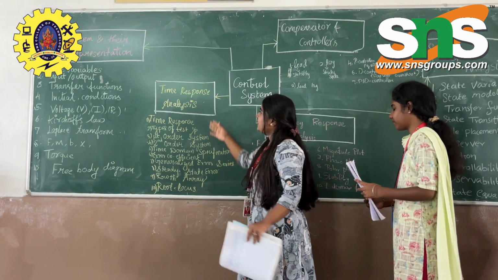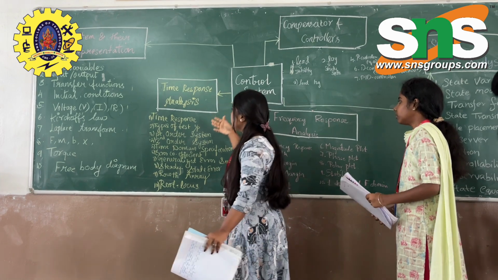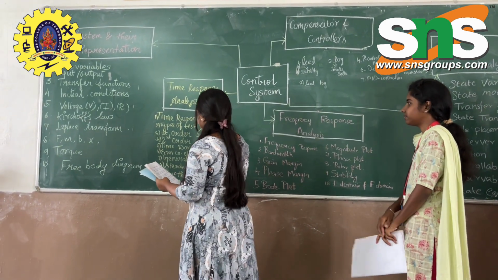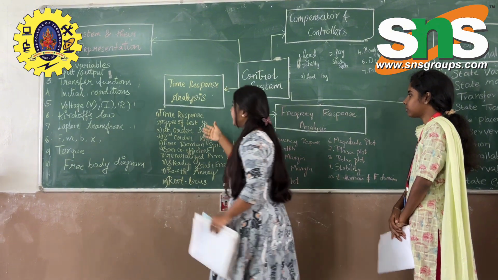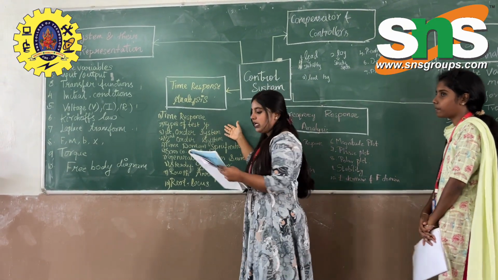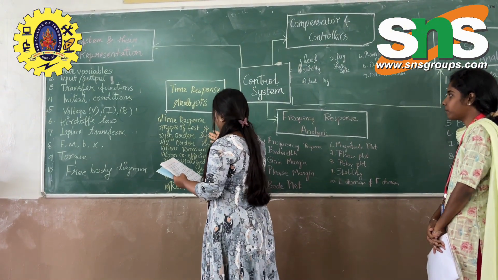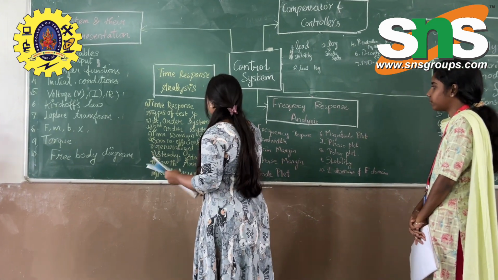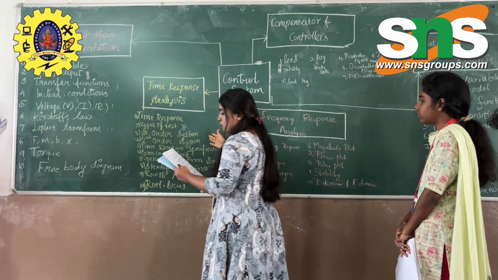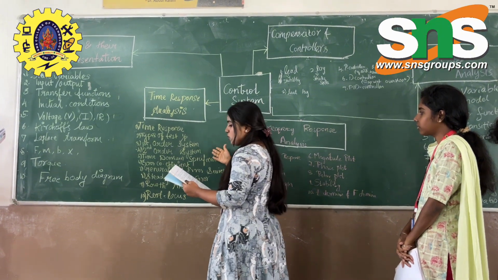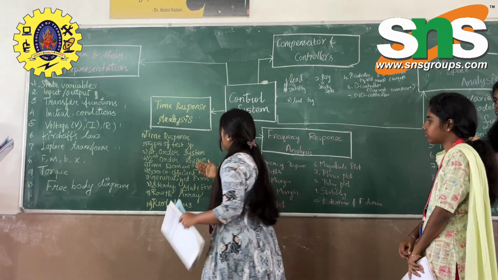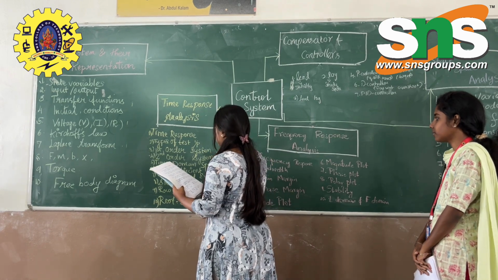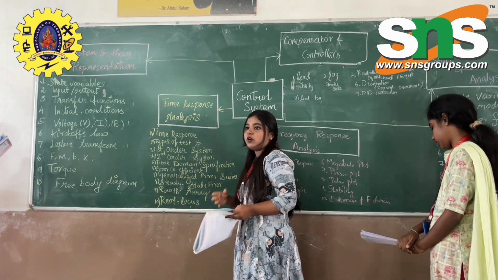The second topic is time response. Time response mainly shows how the system behaves over time. The next topic is types of test input, which are used to study the system's time response, like step or ramp input. A first order system is a basic system whose time response is easy to analyze. A second order system is more complex, showing real-world time response like oscillations.